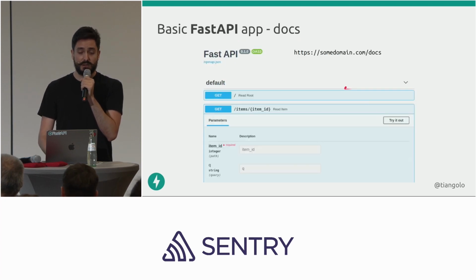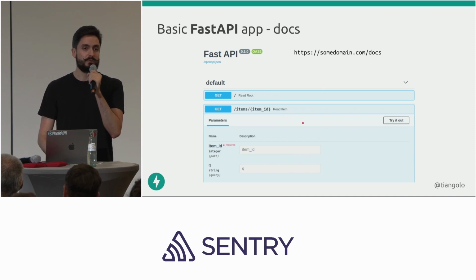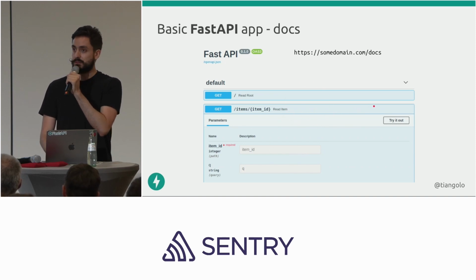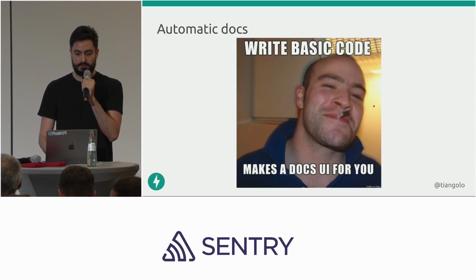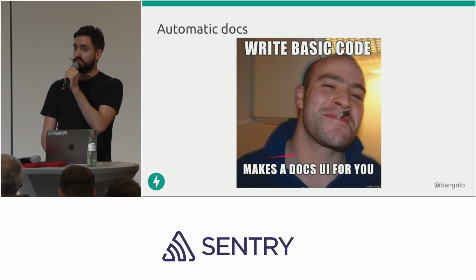Then, if we go to /docs, we have automatic API documentation for this API that we created. And we have the item ID that is defined here. This is an integer, goes in the path, and this is required. And we also have the q parameter, which is a query string parameter. So we have these automatic API docs by default, just by using these standard type annotations. And you just write some basic code, and then good guy FastAPI writes a docs user interface for you.